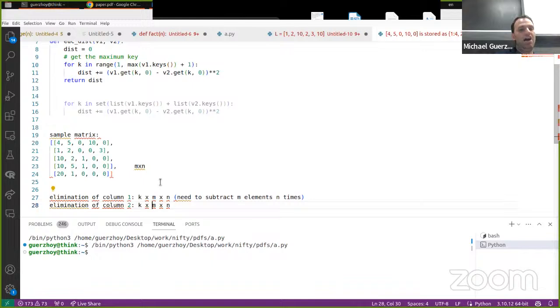Not correct. So column 1, that's not correct. We'll fix it in a second. Column 1 is already eliminated. So now you are at column 2 and you're saying subtract this guy from this guy times a constant, and then subtract this guy times a constant times this guy. Yeah, so m minus 1 and n minus 1.